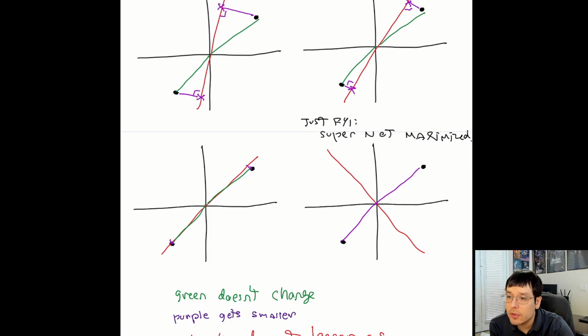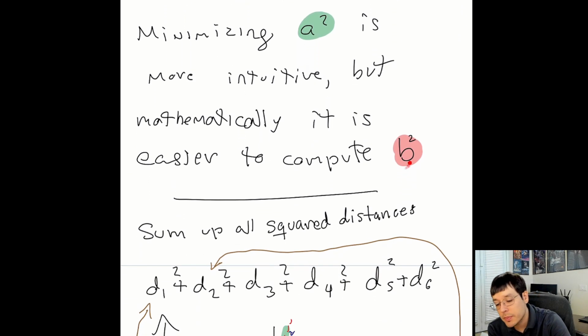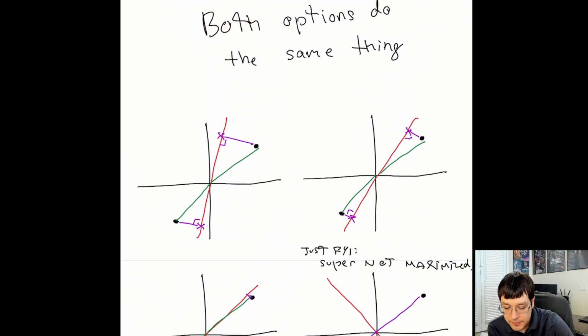It's an effective thing to do, but it's not efficient. It's a lot more efficient to compute b squared, so to maximize the distance. So I want to maximize the red line. And then, of course, when it's maximized, it's because the purple is minimized, right? So both get you the answer, but one of them is easier to do.